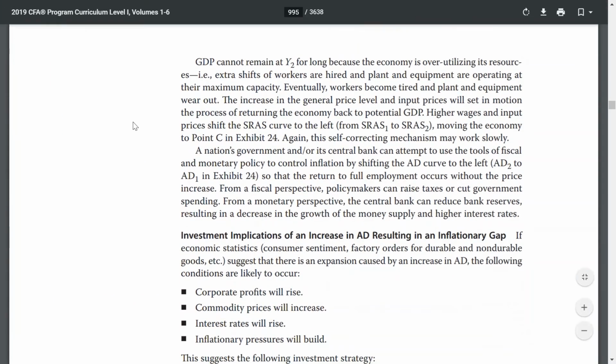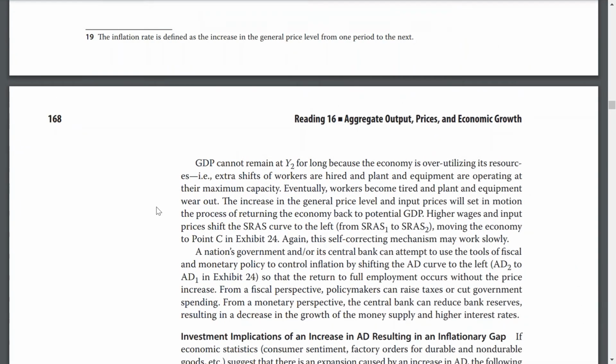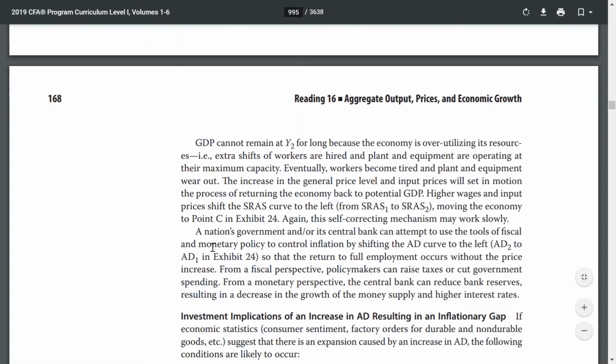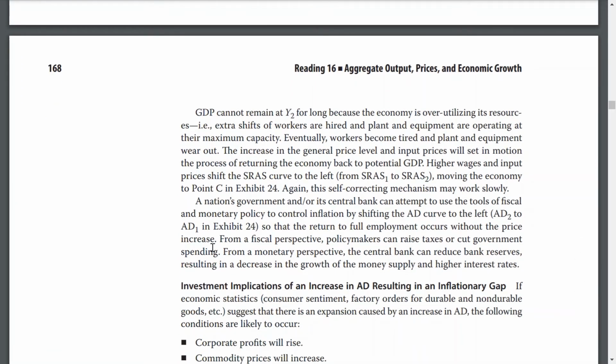GDP cannot remain at Y2 for long because the economy is overutilizing its resources, i.e. extra shifts of workers and hiring, and plant and equipment operating at maximum capacity. Eventually workers become tired or burned out, and the plant and equipment wears out. The increase in general price levels and input prices will set in motion a process returning the economy back to potential GDP. Higher wages and input prices shift the SRAS curve to the left from SRAS1 to SRAS2, moving the economy from point C.